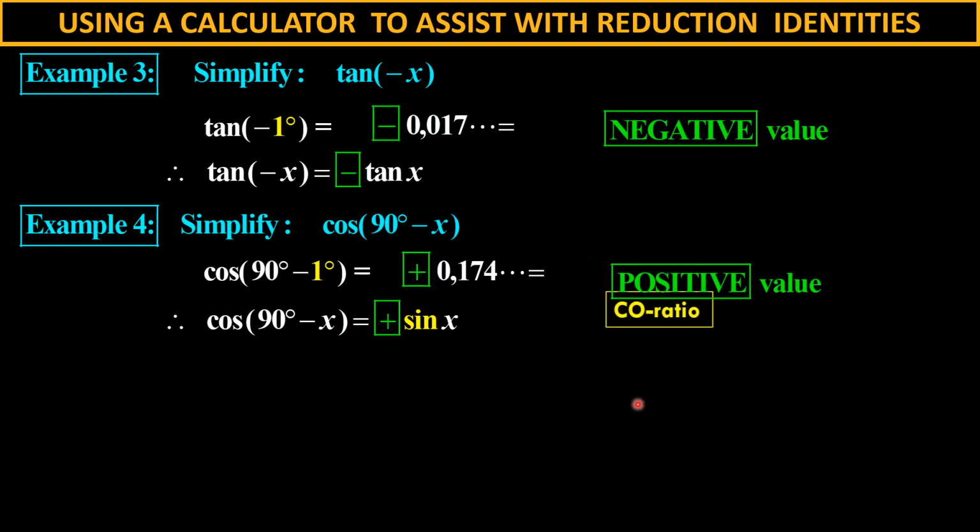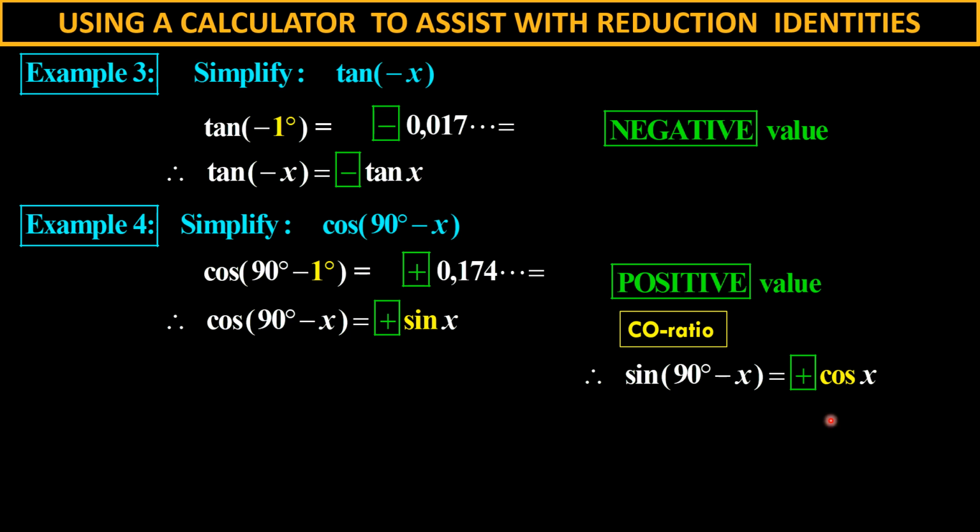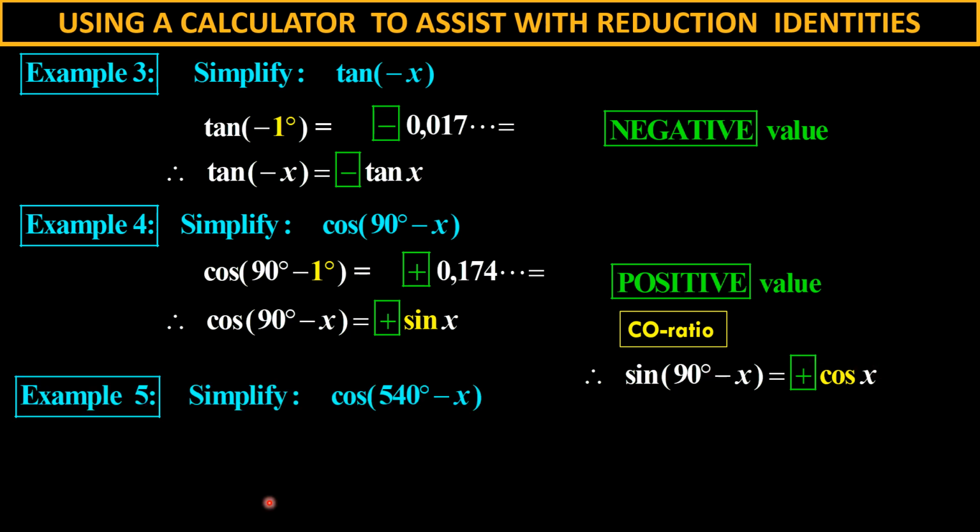Also, let's take another example. If I take sine of 90 minus x, so sine of 90 minus x is going to be positive, that you can get from the calculator. And the 90 changes that sine to a cosine of x.